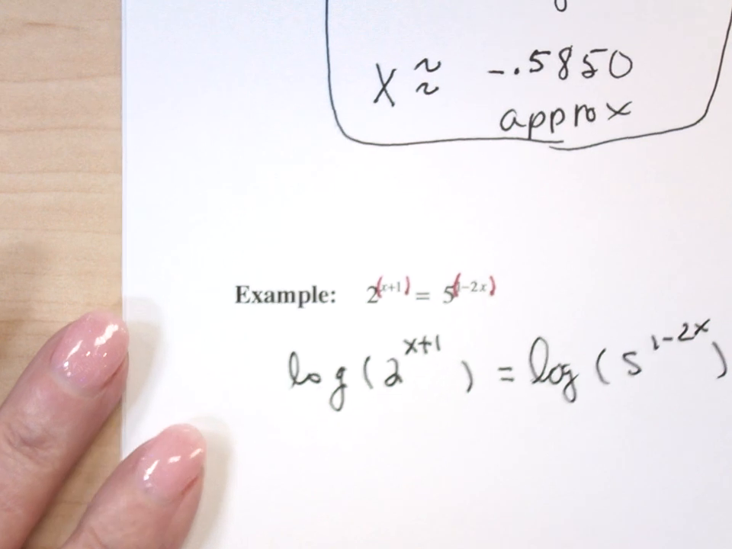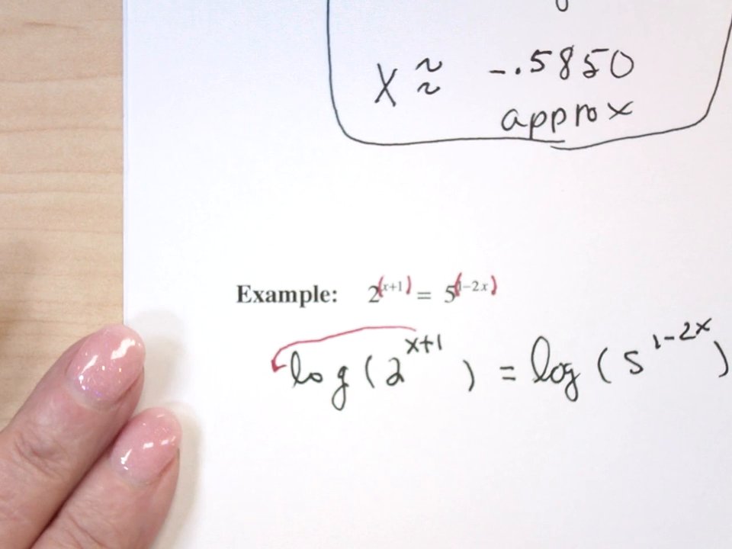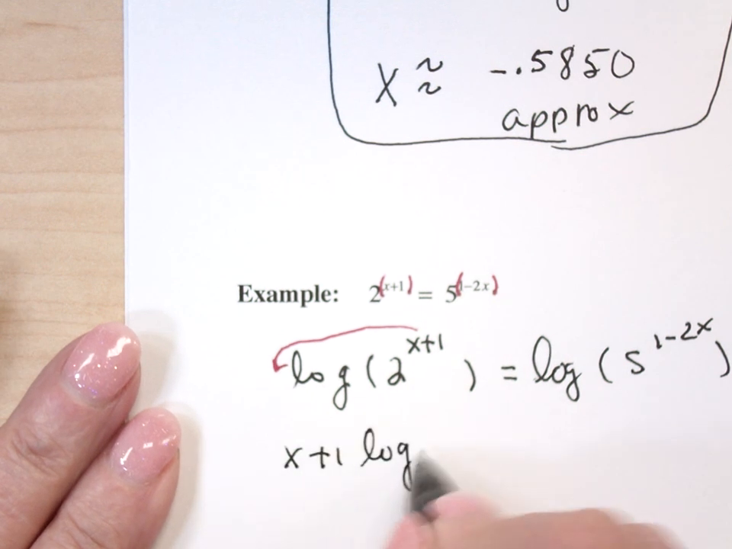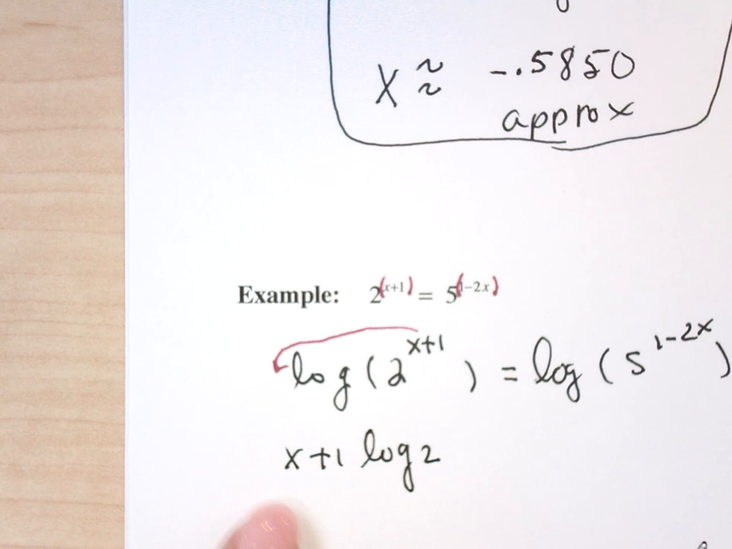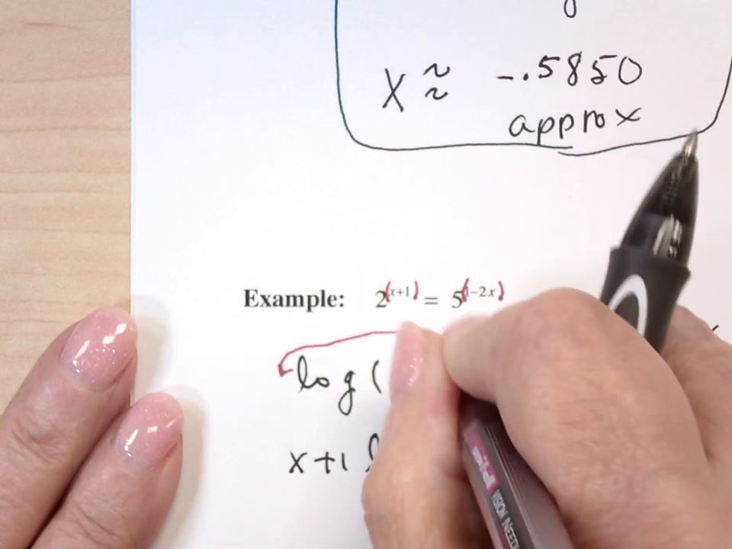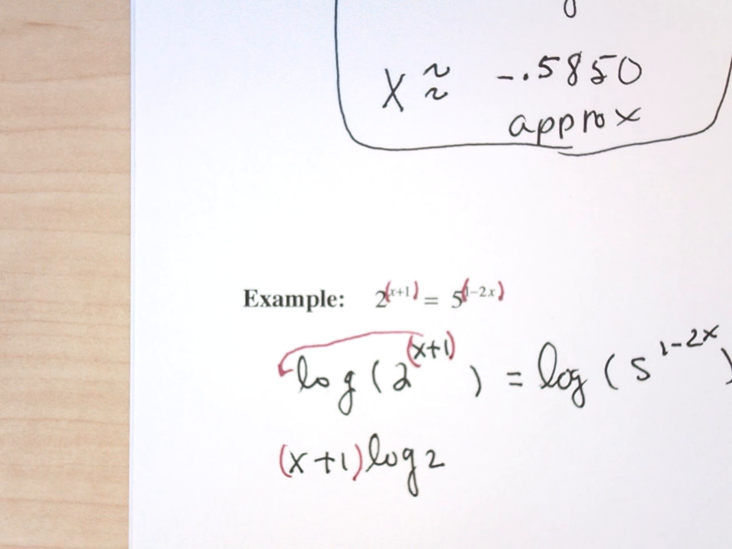Now when I bring that exponent down, and I say x plus 1 log of 2, this is not x plus 1 times log of 2. It's not what it is. Because when this exponent comes down, it comes down as a single entity. There's a set of parentheses there. It's that exponent times that logarithm. And that makes a difference.